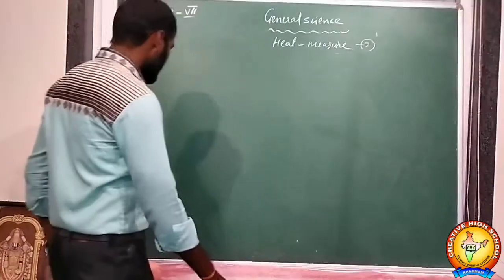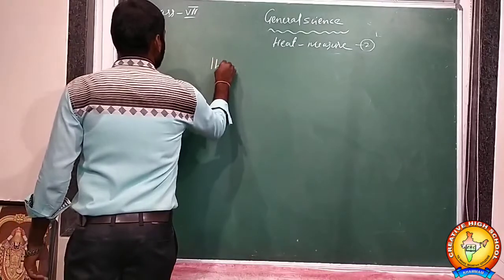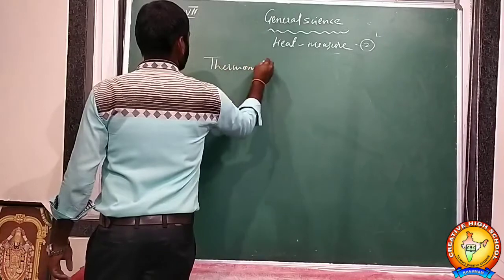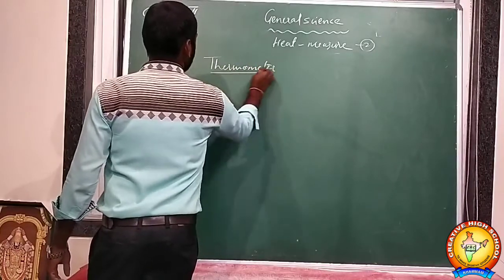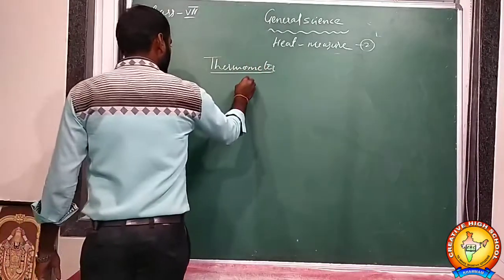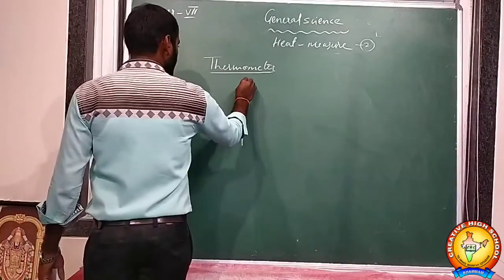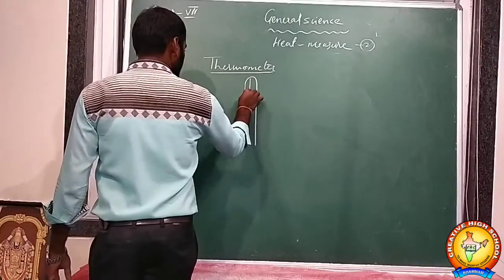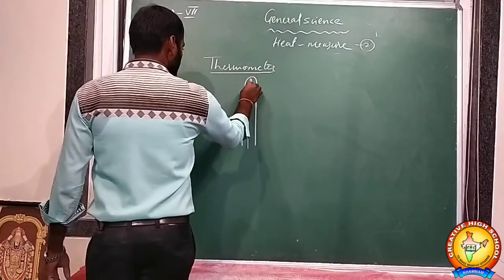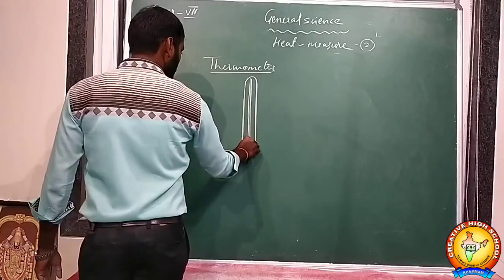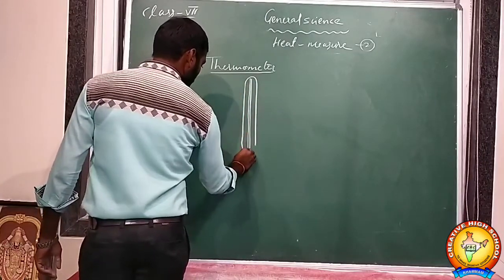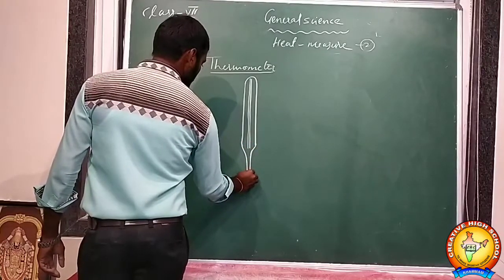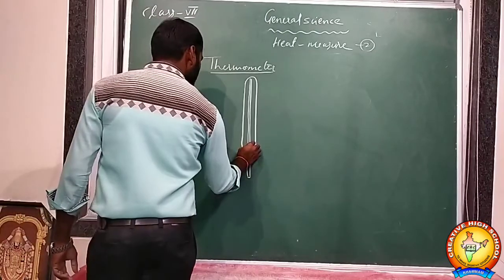So the mercury thermometer contains a calibrated test tube, you can say a test tube like this. Inside it there is a capillary tube. Here it contains one bulb. It is a bulb, and here it has a clip.